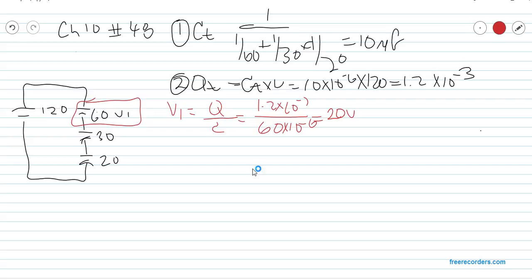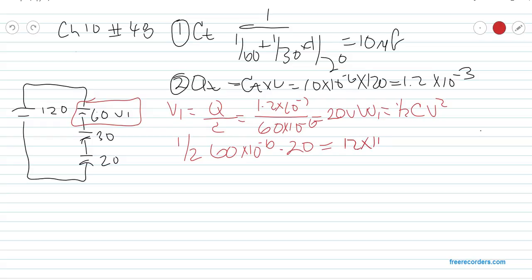Okay. Now to find W, which is your energy stored, it is equal to 1/2 of your capacitance multiplied by the voltage for that capacitor squared. So that equals 1/2 times 60 times 10 to the minus 6 times 20 squared, and that equals 12 times 10 to the minus 3, and this number is in joules.